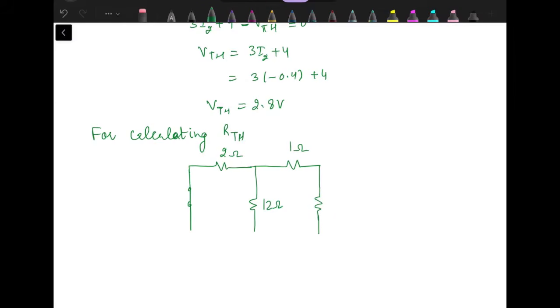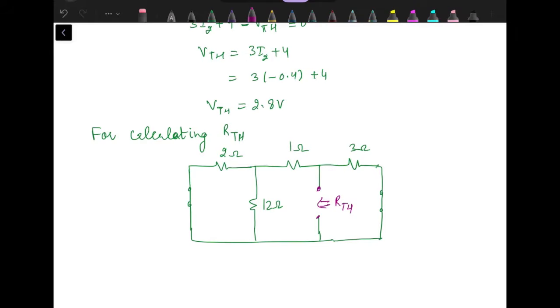Here we have load resistance which we need to remove, 3 ohm, 4-volt source again replaced by short circuit. We need to remove this load resistance and we need to find out RTH, that equivalent resistance seen from here.